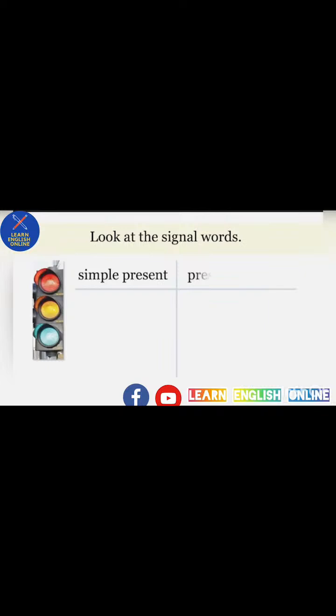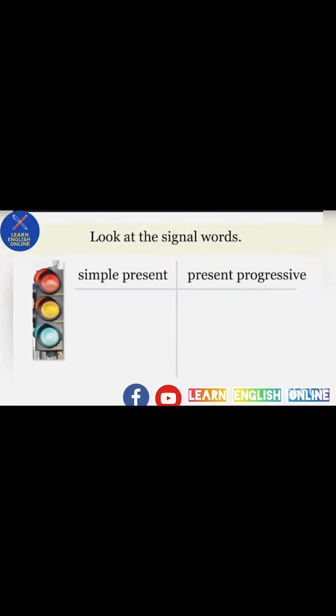Let's look at the signal words. So first, this is a signal. This is a traffic signal, and it tells you when to stop and when to go. Signal words tell you when to use the simple present, what time we're talking about. So let's make a chart, and on one side we'll put simple present and the other side present progressive.